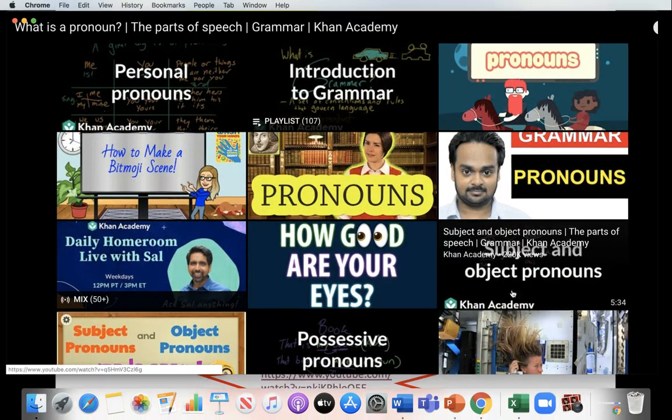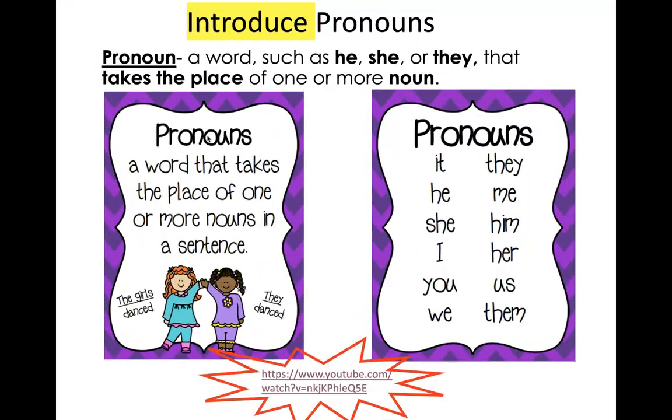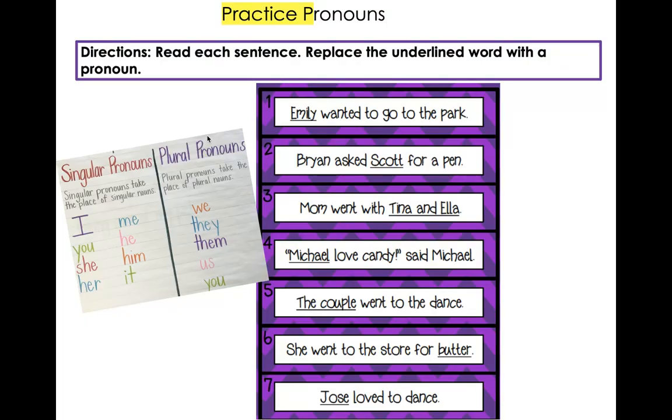All right, so that's a quick video on pronouns. We'll go back to our slideshow. So let's practice. It says Emily wanted to go to the park. On the side here, it has an anchor chart that has the separation of plural versus singular. So the choices are I, you, she, her, me, he, him, it. Let's replace the underlined word with one of those pronouns.